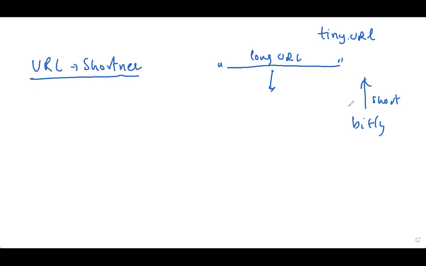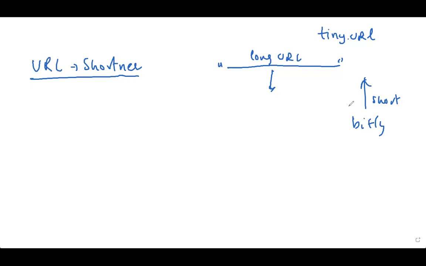What will you do? You will shorten it and then put it there. Now, if I click on the shortened URL, I should go to the original long URL. Okay, got it.